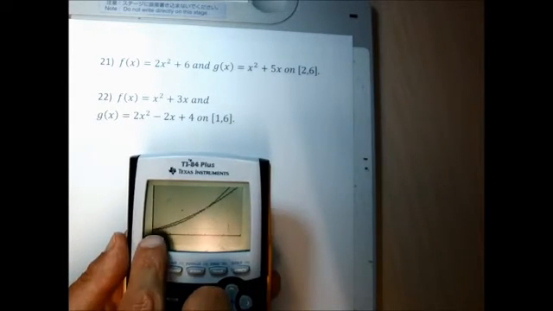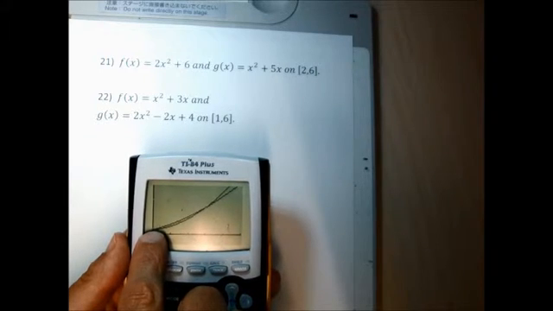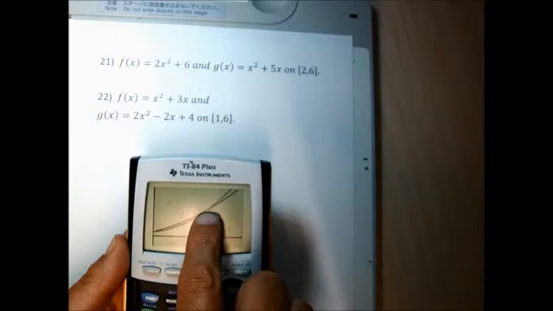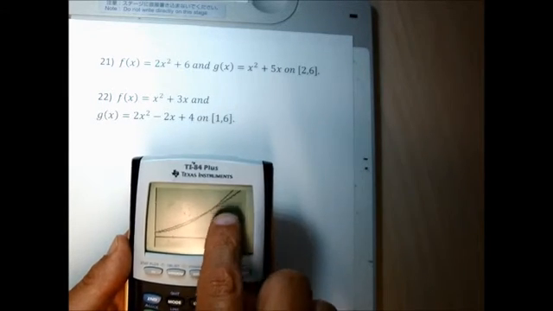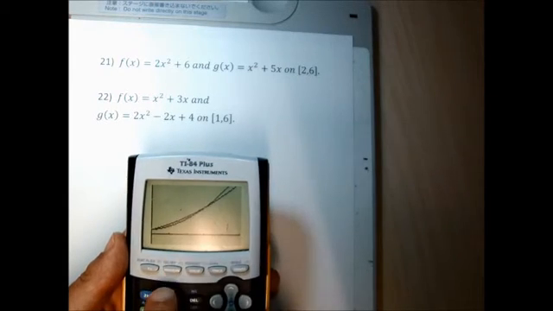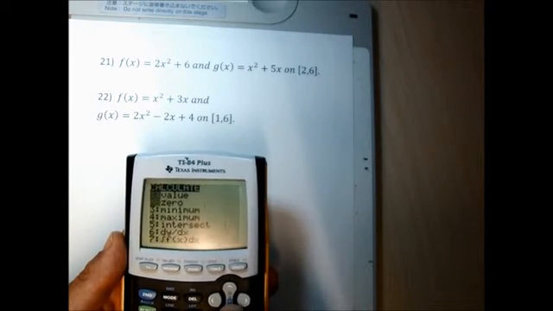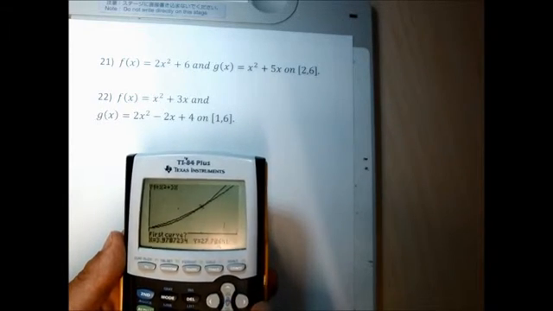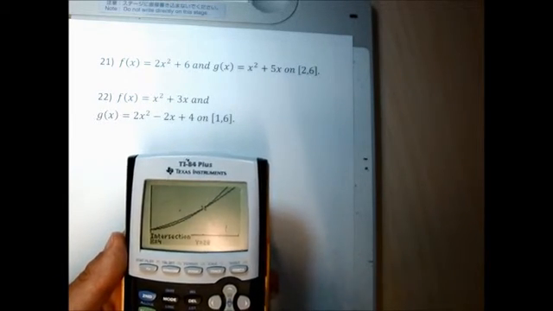Whoa. It looks to me like at 0, they're tied, and then the 2x squared function is below, and then it sneaks above. So I need to find this x value of where they flip-flop. So I'm going to find it real quickly. Second calc, value intersect, enter, enter, enter. 4 is perfect.